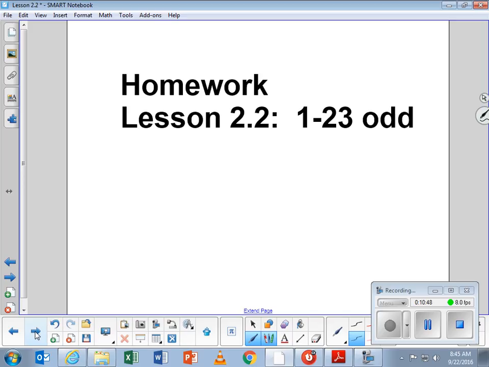Lesson 2-2, 1 through 23 odds, and I will give you time in class tomorrow, at least 30 minutes, to work when you first come in. Aaron? Next time you do the homework, would you be able to add a page number? Oh, probably not. But we can talk about it right now. Someone tell me what the page number is. 78. 78, there you go.